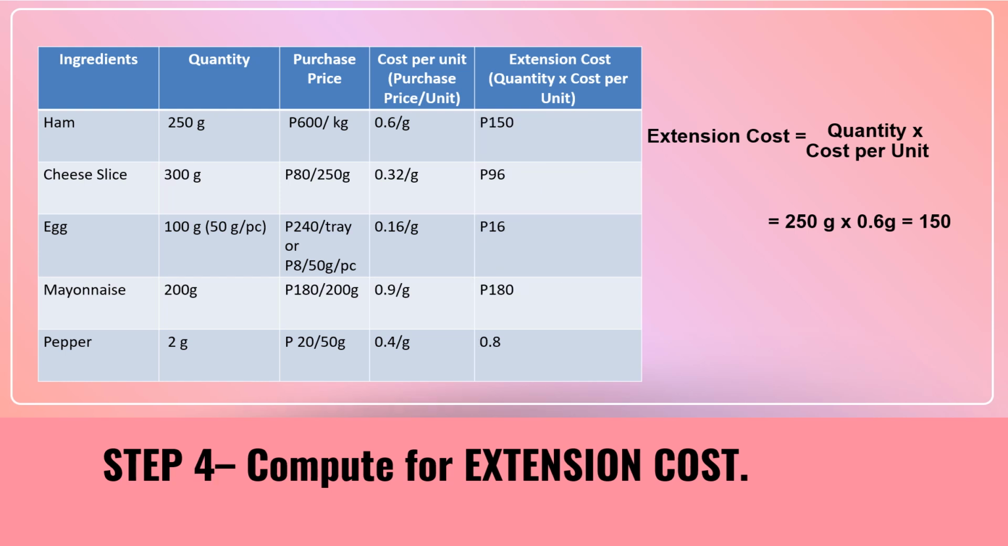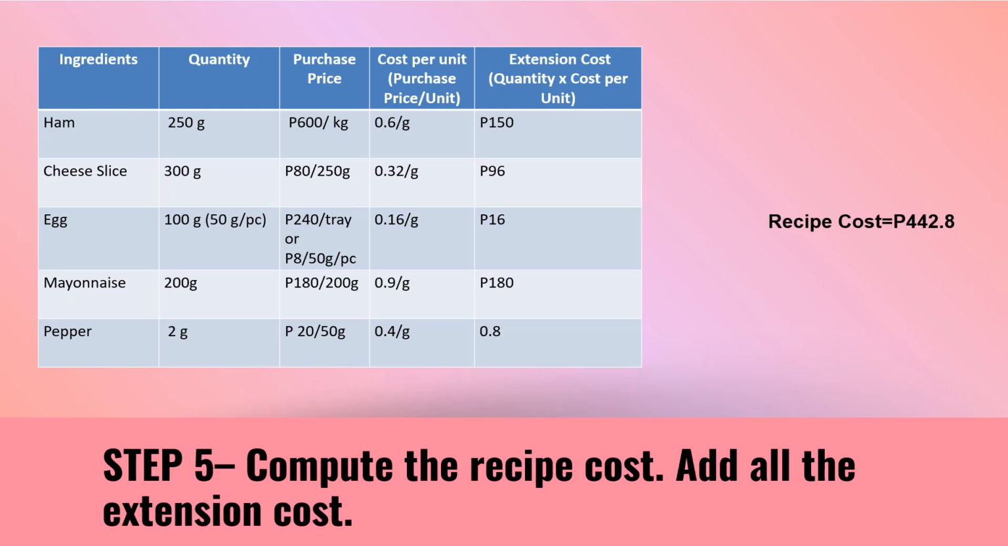Now, we have computed the extension cost. For the ham, 150. For the cheese slice, 96. For the egg, 16. For the mayonnaise, 180. And for the pepper, 0.8. To get the recipe cost, we will sum up the extension costs, which are 150, 96, 16, 180, and 0.8, equal to 442.8. That is the recipe cost.